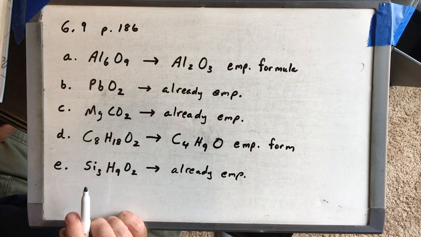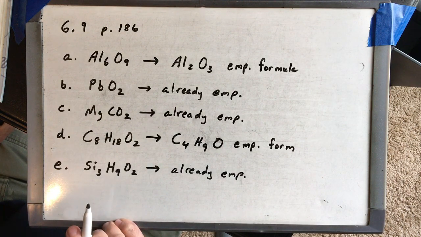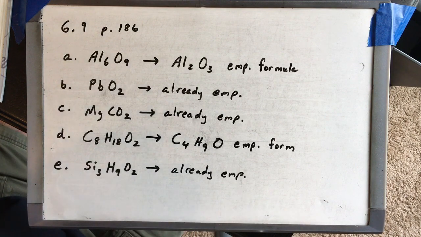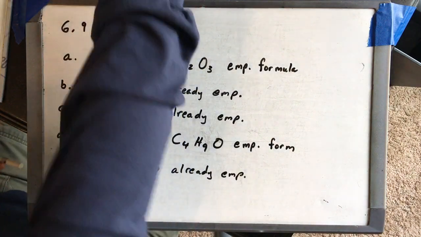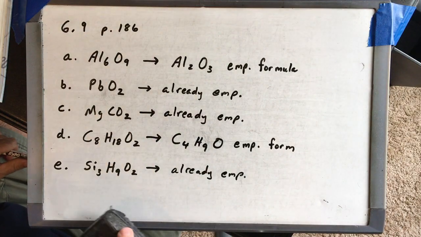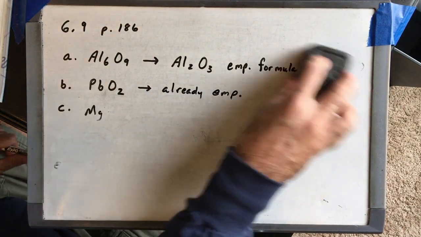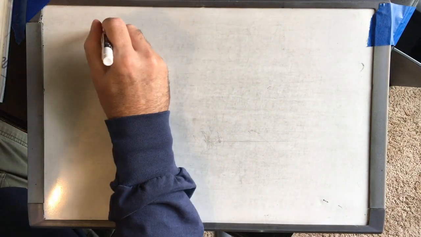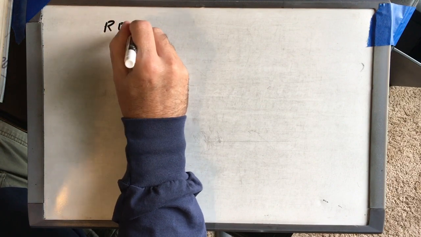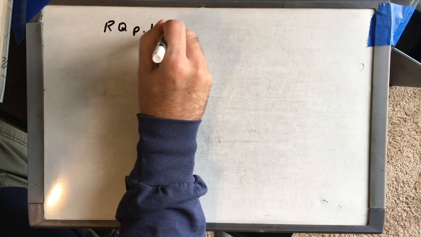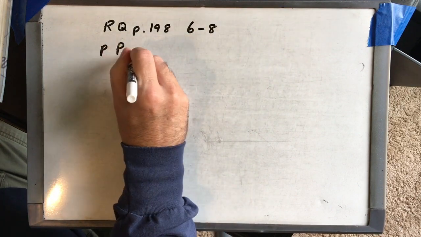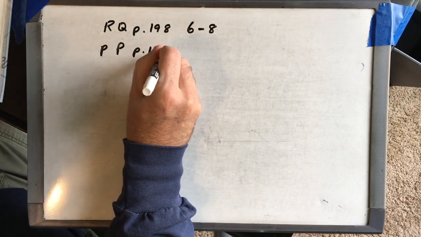Okay, so that concludes lecture number 2. The homework for this particular lecture, go ahead and erase this. Pause if you're still writing. The homework for this particular lecture is review questions, page 198, 6 through 8, and practice problems, page 199, 5 through 7.